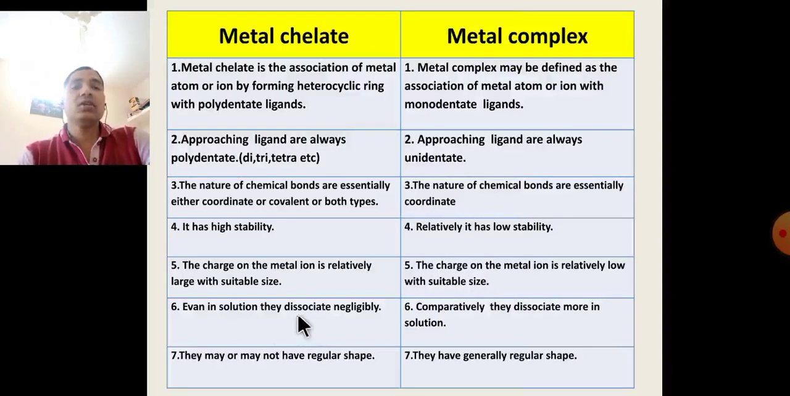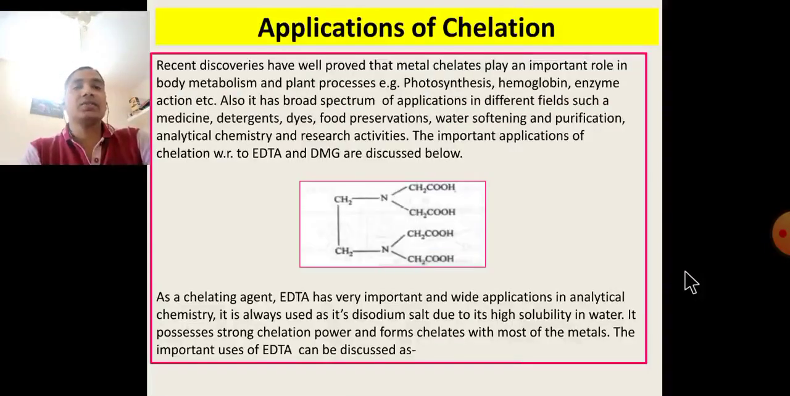In solution, metal chelates dissociate negligibly, but metal complexes dissociate comparatively more in solution. Last point, they may or may not have regular shape, but here chelates generally have regular shape. These are the differences between metal chelate and metal complex.